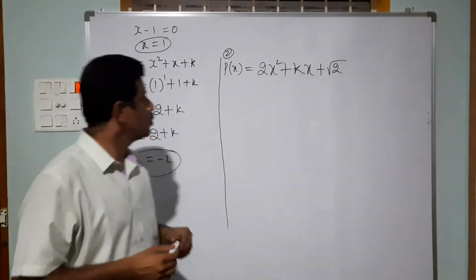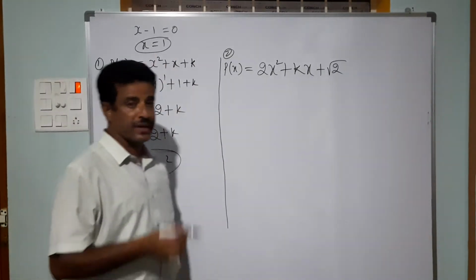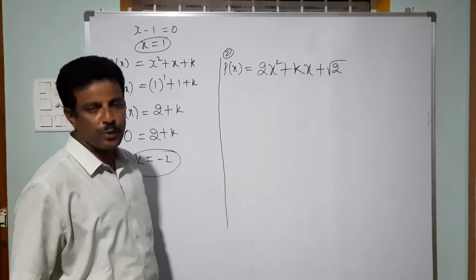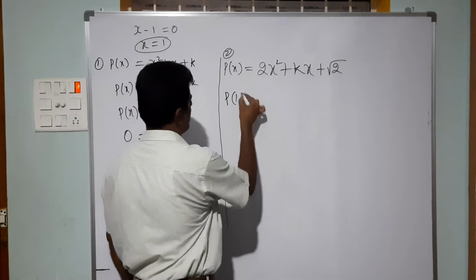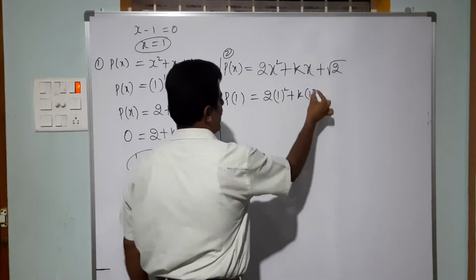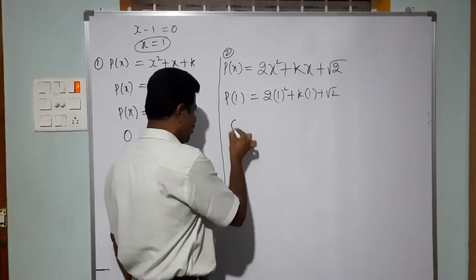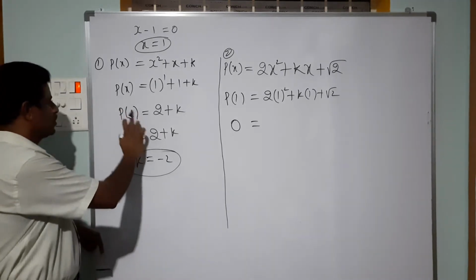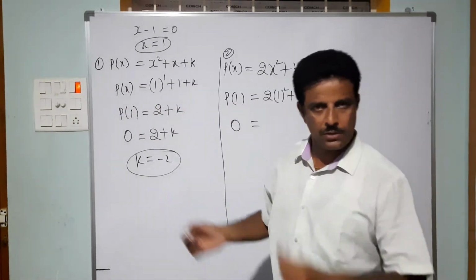Okay, next problem number 2: p of x is equal to 2x square plus kx plus root 2. Here also put x is equal to 1, because it is already given that x minus 1 is a factor of the following polynomials. There are 4 problems, and I am taking 2 problems. P of 1 is equal to 2 into 1 whole square plus k into 1 plus root 2. P of 1 is equal to 0. Why do you take p of 1 is equal to 0?